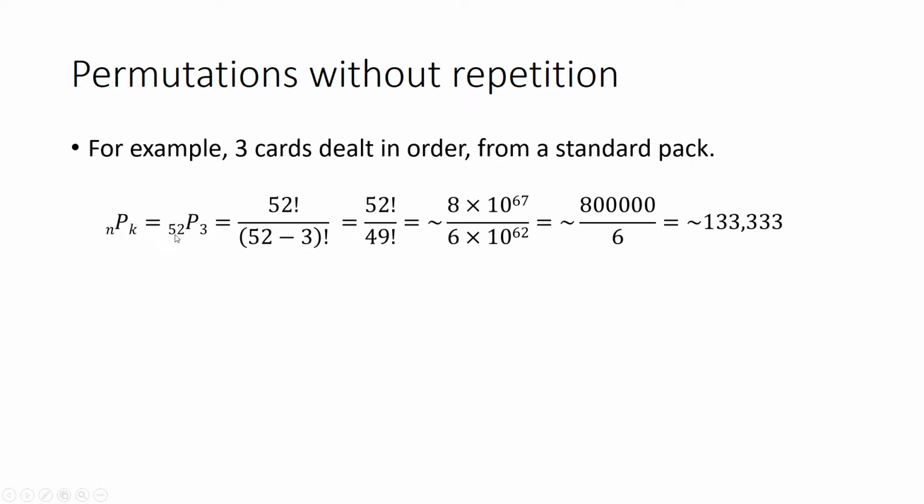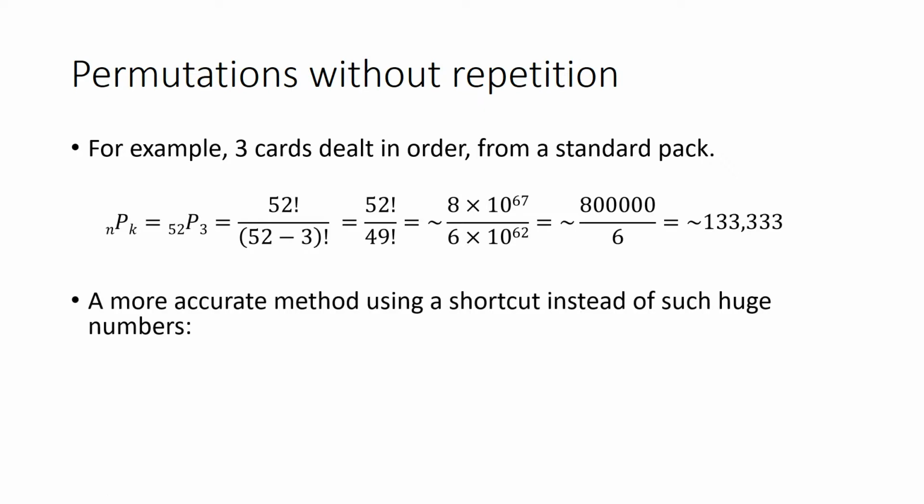So the number of permutations with 52 cards and we're picking 3. It's 52 factorial over 52 minus 3 factorial. So 52 factorial over 49 factorial. I'm not going to sit and do that. That's nearly 100 multiplications. So it's approximately 8 with 67 zeros after it, divided by 6 with 62 zeros after it. So that's 800,000 over 6 which is approximately 133,333. So that's the number of different ways you can deal 3 cards from a standard pack, if the order matters.